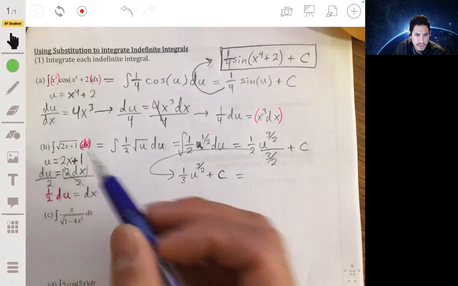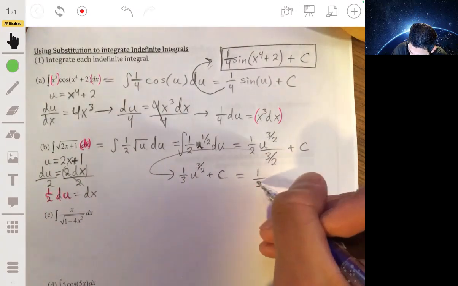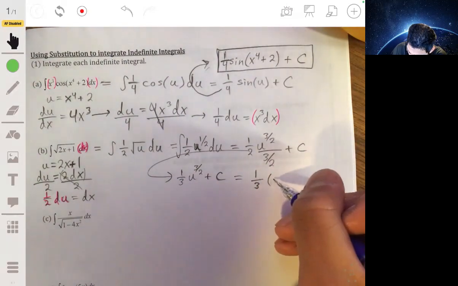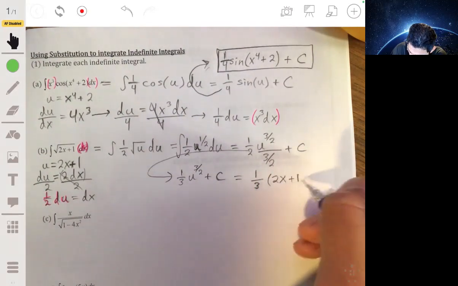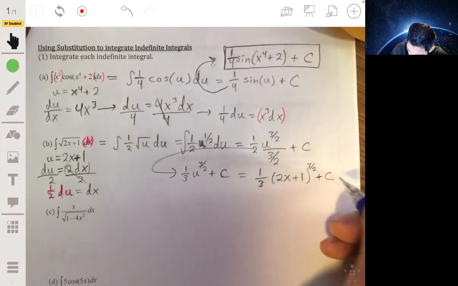Resubstituting 2x plus 1 in for u, our final answer will be 1/3 times 2x plus 1 to the 3/2 plus c.